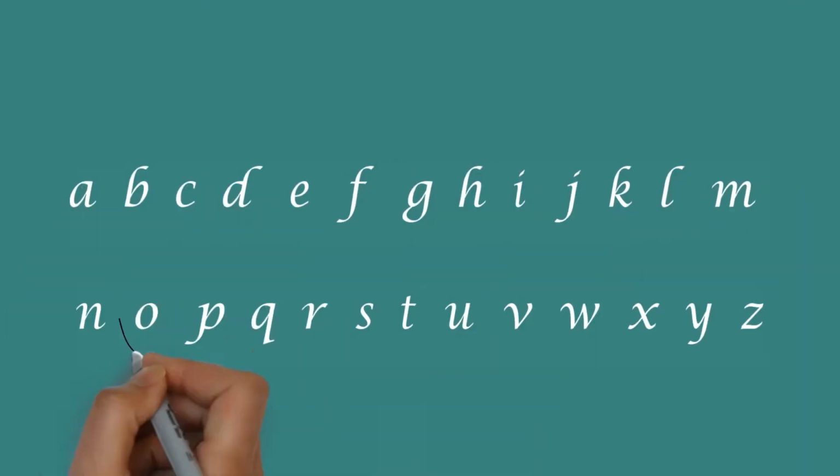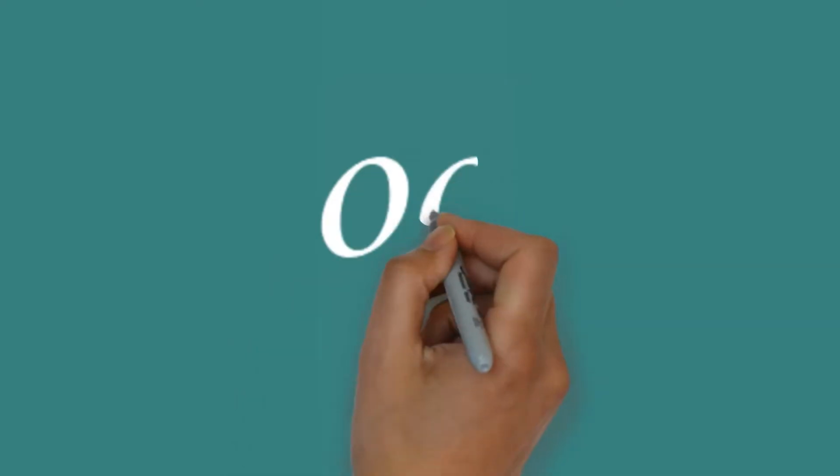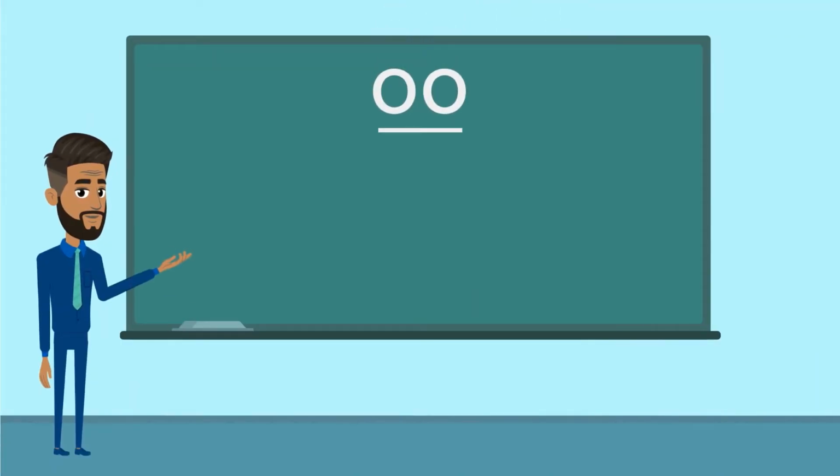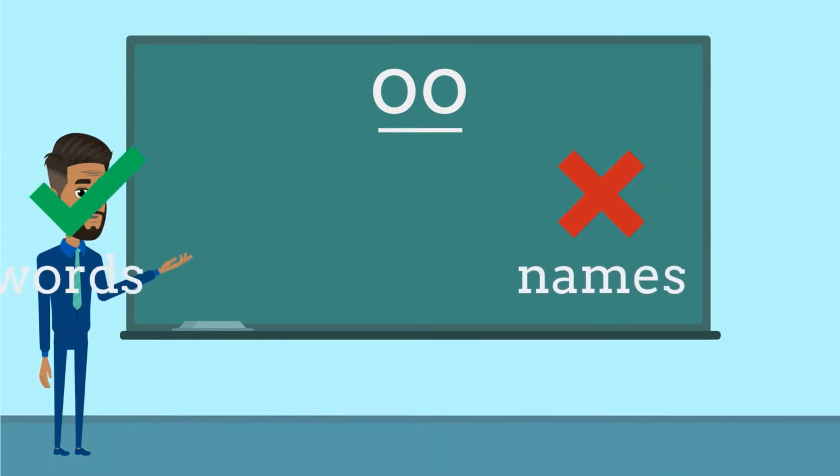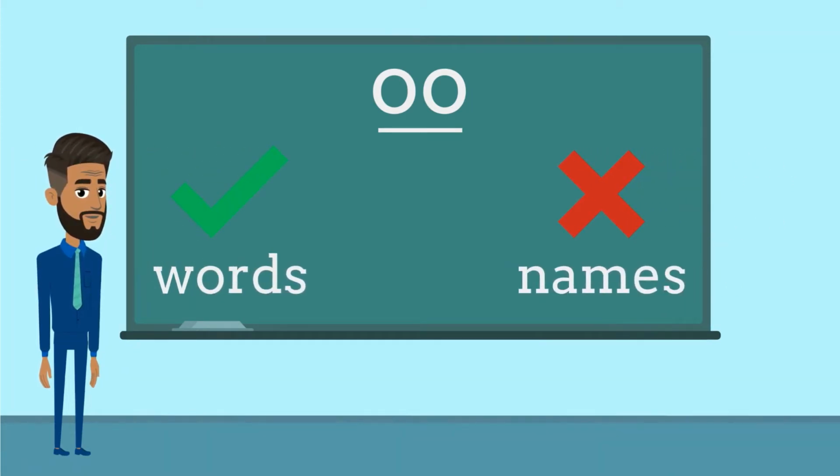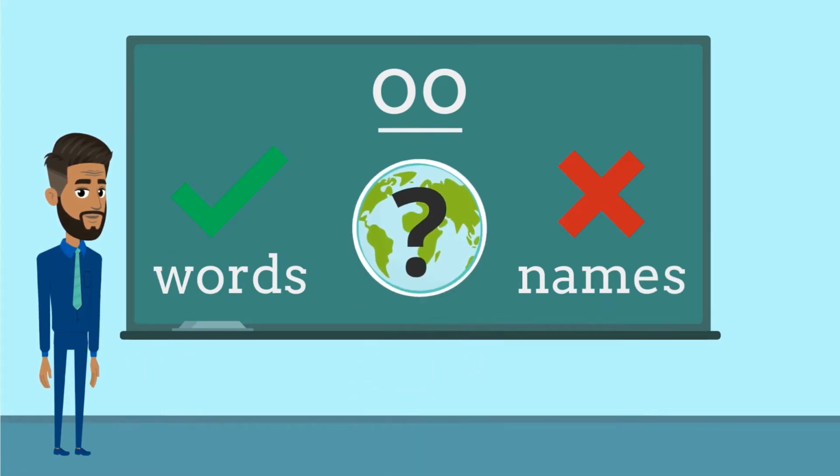Today we're going to look at the OO sound. Now, we know that this is O. When we pair it with another O, it makes the digraph OO. Listen carefully for this sound, but don't worry about any names, just the words, as they will help us when we come to practice. Now, let's see what's happening around the world.